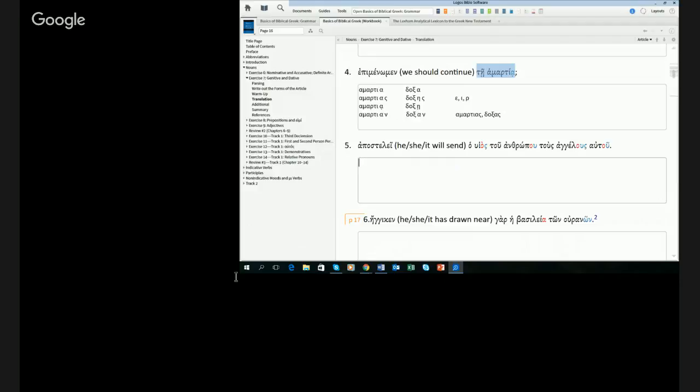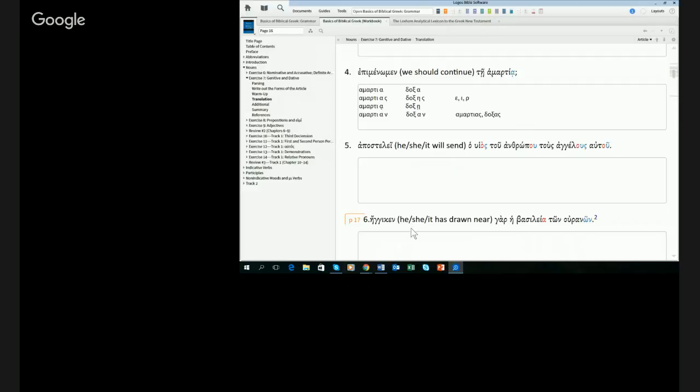Eucharisto. Barakalo. Number 5, apostele. He, she, or it will send. The a ending as a whole is typically third person singular. Apostele, he will send. Hohios. Hohios, clearly nominative. We can see the article. We can see it's second declension, and it's got the nominative masculine singular case ending. Sigma is never neuter in second declension nouns.